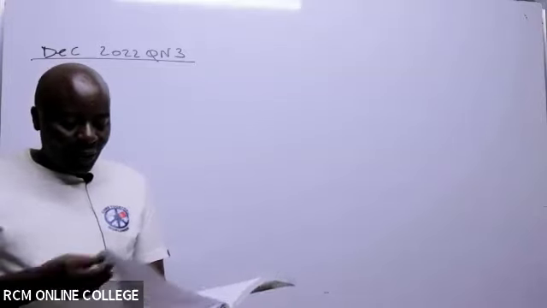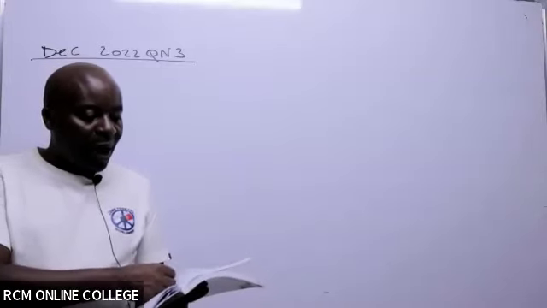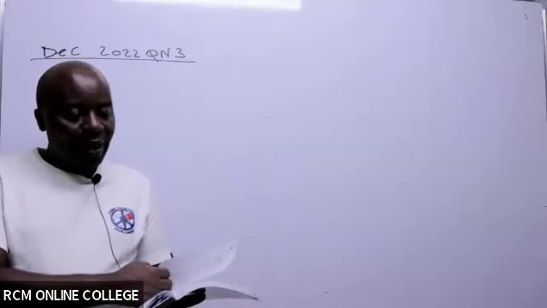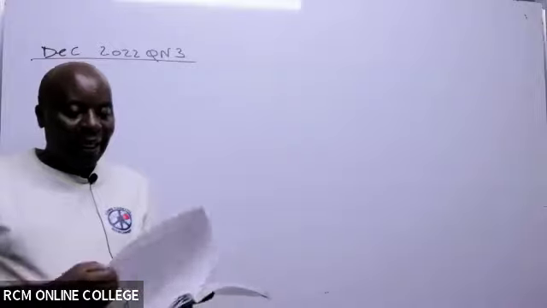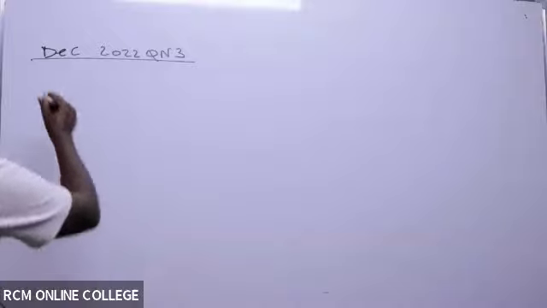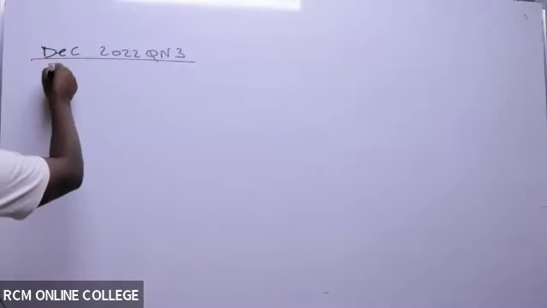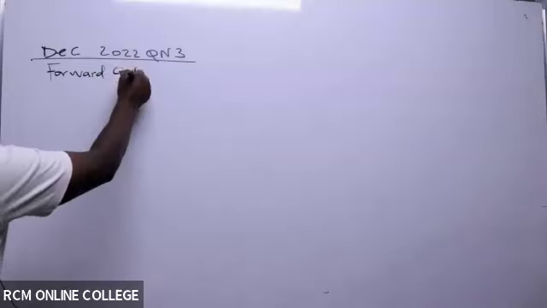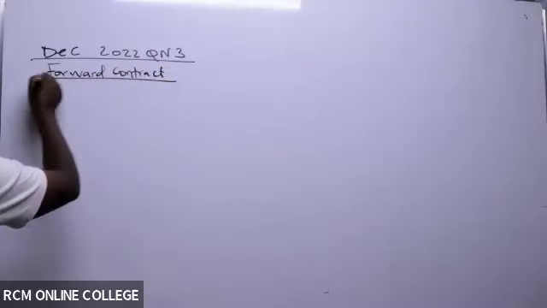Determine the amount payable using the following methods. Number 1, forward exchange contract. Number 2, money market borrowing or lending. And then number 3, making a lead payment. So we start with forward contract. Forward contract is the easiest.